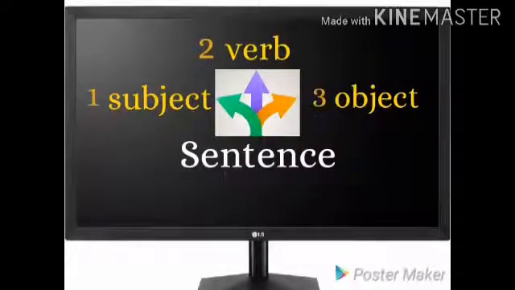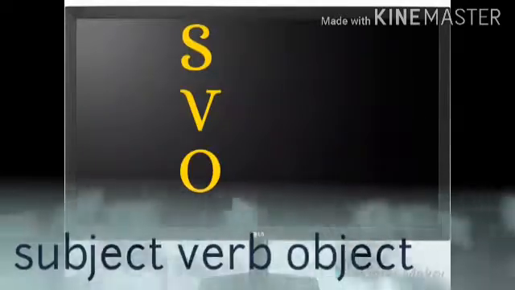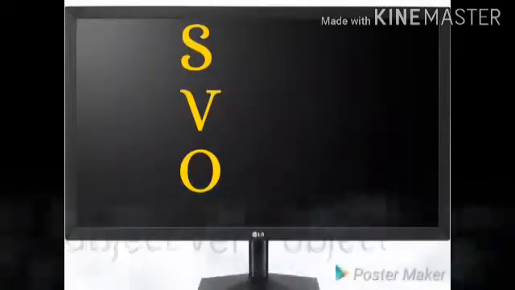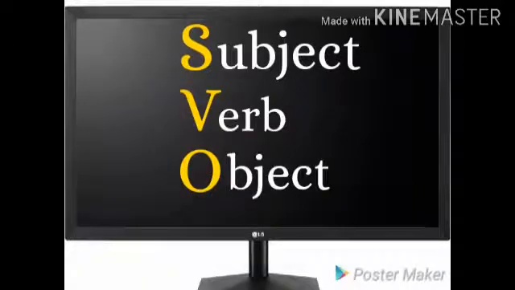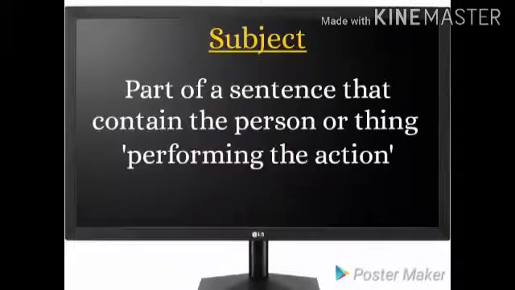It is called SVO structure, which means in a sentence the subject comes first, the verb second, and the object third. Let's see what is a subject. A subject is a part of a sentence that contains the person or thing performing the action or verb part.